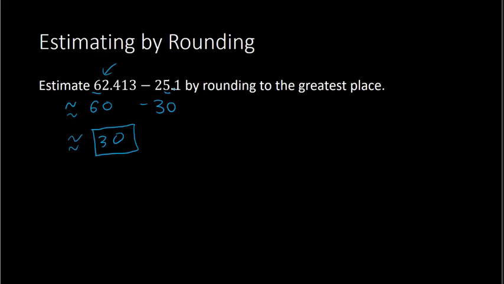And by the way, again, when I'm rounding, unless it specifies otherwise, you want to round always to the greatest place. It might say round to the nearest whole number or round to some other digit, and if it specifies, then you would round to that place. But if it does not specify, make sure that you're rounding to the greatest place value.